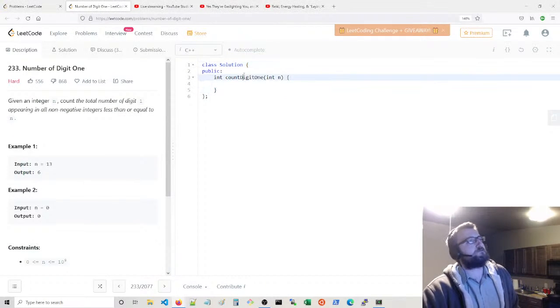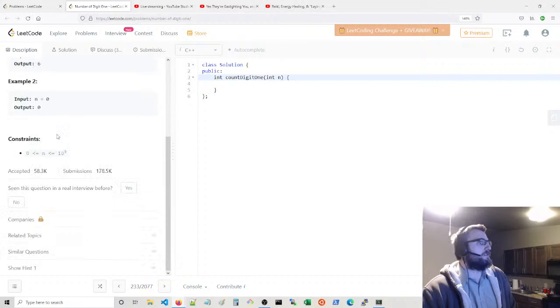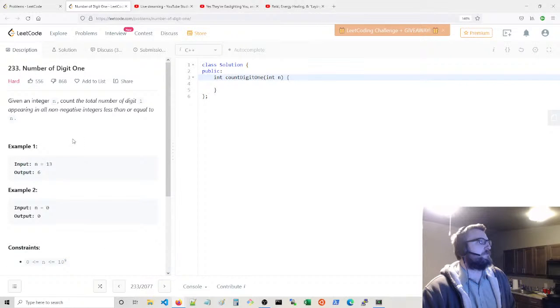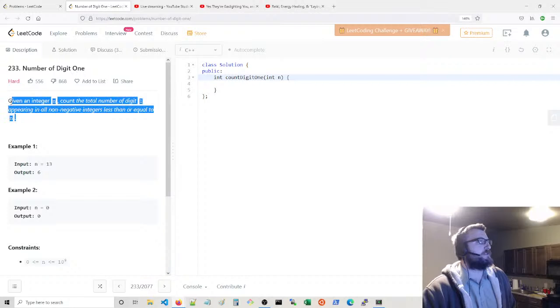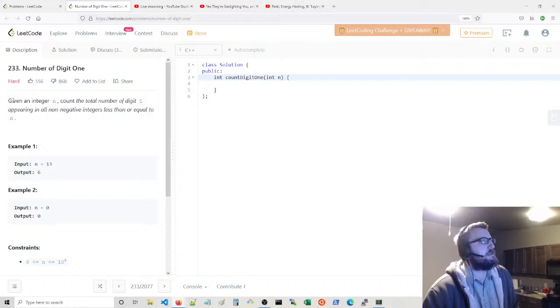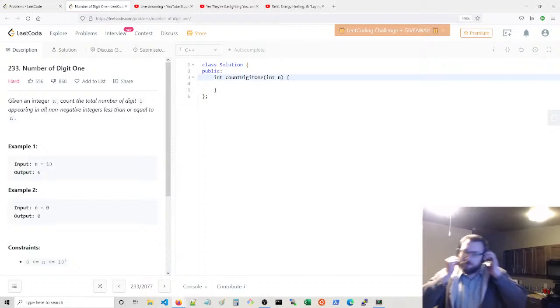Alright, so count digit 1. Count the total number of digits 1 appearing in all non-negative integers less than or equal to n. Oh, okay, I was gonna say in one number? It's not particularly hard. All non-negative integers less than or equal to n. Oh, n is up to a billion? Okay. Oh, that's interesting. This is just like a math question. Yeah, this is probably kind of an easy one.